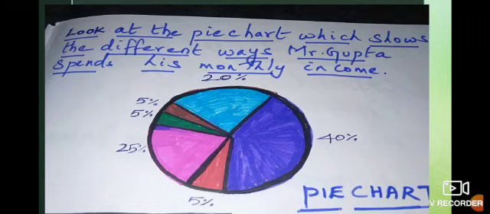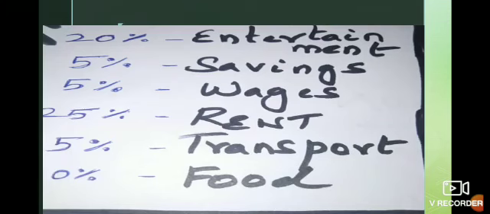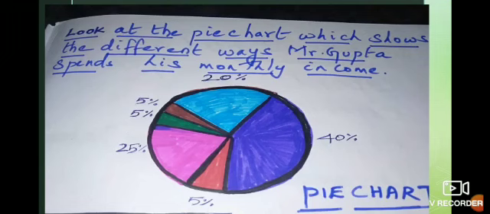Next is the pie chart. When you look at this pie chart, I said look at the question first, look at the pie chart which shows the different ways Mr. Gupta spends his monthly income. When you look at this, you get some basic idea of how he spends his monthly income on 6 different things. For example, 1, 2, 3, 4, 5, 6. 6 major things he is considering.